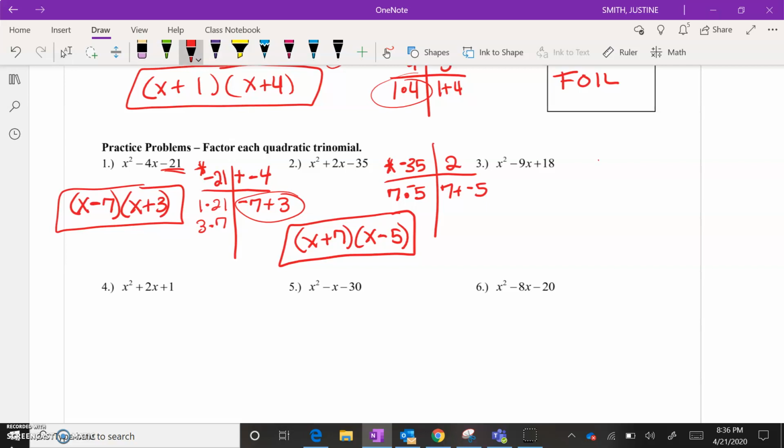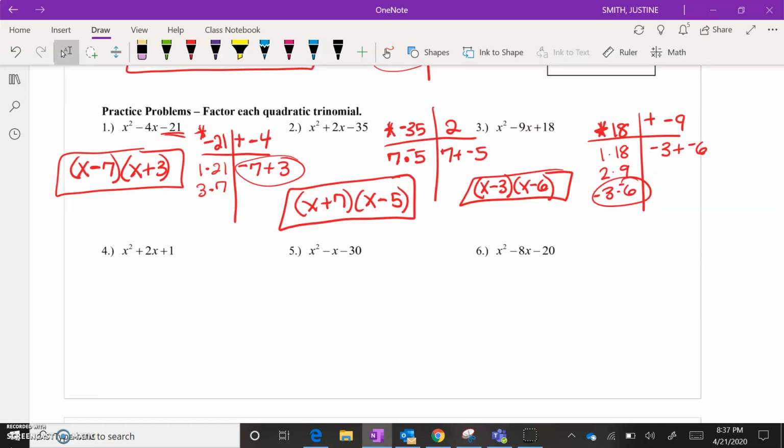Okay, so same thing here for number 3. What multiplies to 18 and what adds to negative 9? Okay, so 1 times 18, 2 times 9, that's not going to work. 3 times 6. Okay, so now I know that negative 3 plus negative 6 will give me a negative 9, and a negative 3 times a negative 6 gives me a positive 18. So my factors are going to be a negative 3 and a negative 6.